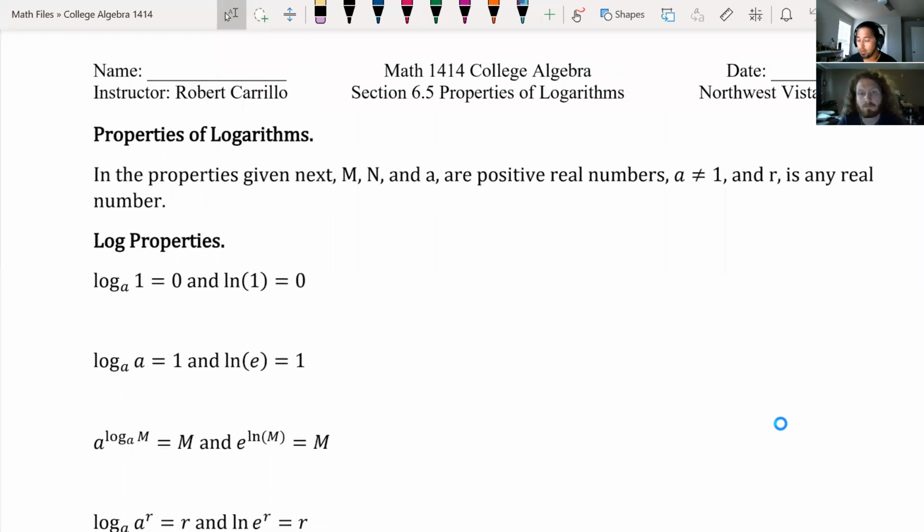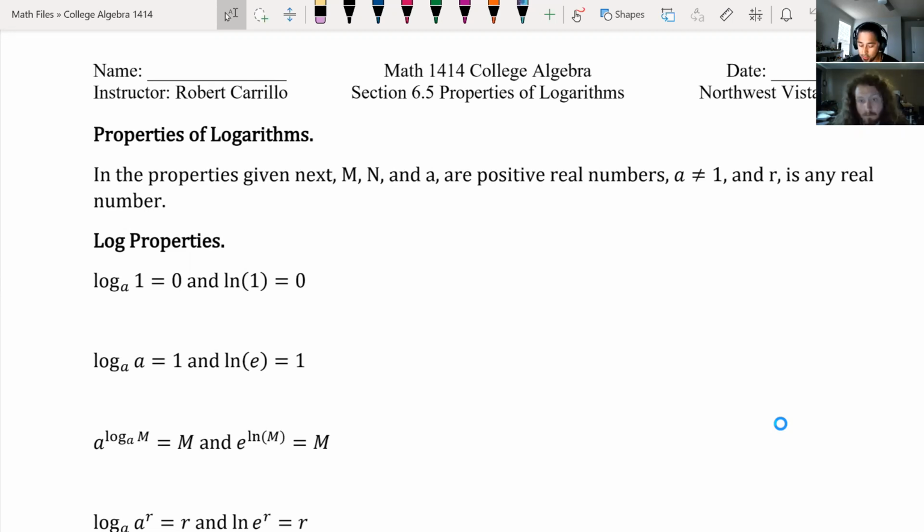Okay, so we learned about logarithms last time. Now there are more properties of logarithms to cover today. So in the properties given next, m, n, and a are positive real numbers, and the base a cannot be equal to 1, and r is any real number. So we're just saying that whatever we are applying to these logs, they must be positive real numbers, and the log base can never be equal to 1. It has to be greater than 0, but can't be equal to 1.